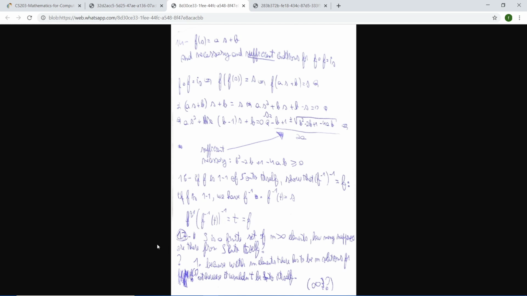For exercise 17, I'm actually not sure, I'm kind of confused. They say that S is a finite set with m elements, and m has to be more than 0. And they ask how many mappings can there be from S into itself. So first I thought, like, consider a set that goes from 0 to 10.